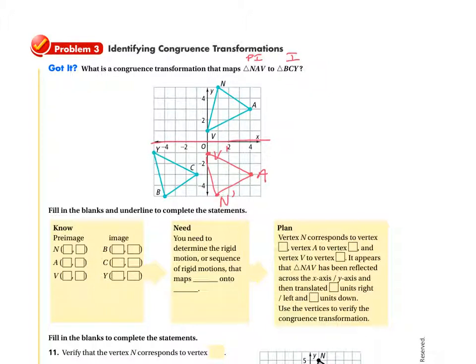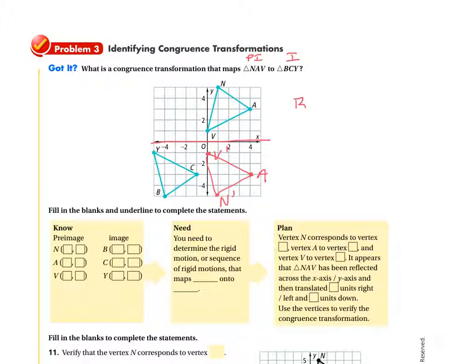And so don't forget that N corresponds to B, so here's N and B. So we could go left, 1, 2, 3, 4, 5, that works. And then V corresponds to Y, so we would go left, 1, 2, 3, 4, 5. So far, so good, right? And then A corresponds to C, 1, 2, 3, 4, 5. Did that work? Yeah.